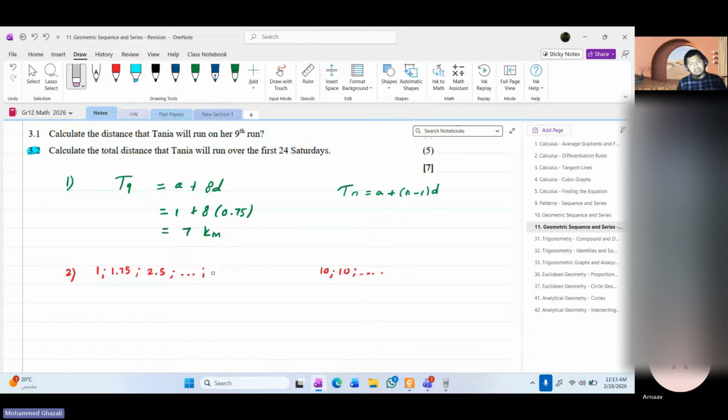Seven kilometers is term 9. Right? That's term 9. So what's term 10? 7.75, right? So term 9, in other words, to get 10 kilometers, she needs to run like another 4. So term 13 will give her 10.